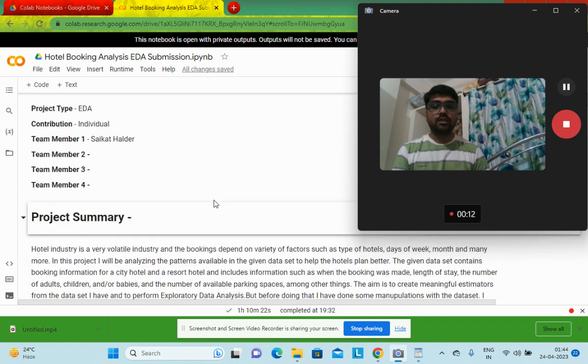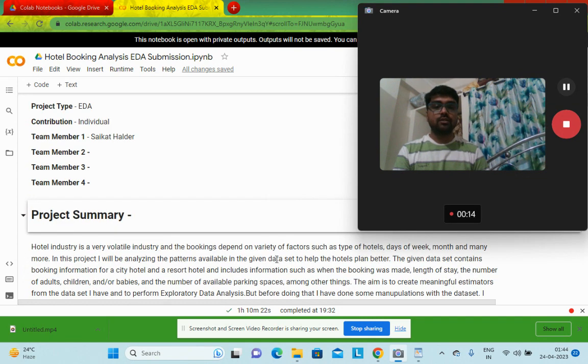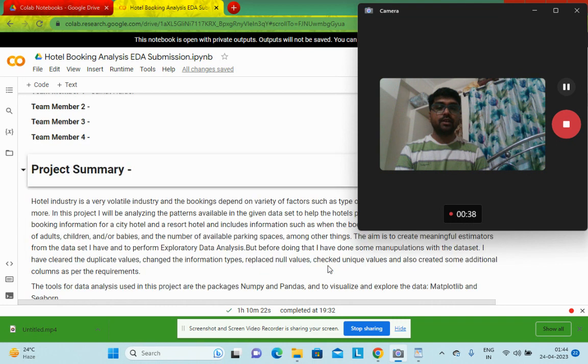The hotel industry is a very volatile industry, and bookings depend on a variety of factors such as type of hotel, days, week, month and many more things. In this project I'll be analyzing the patterns of the available dataset to help hotels plan better. The given dataset contains booking information for the city hotel and the resort hotel, and also includes information such as when the booking was made, length of stay, number of adults, children, number of parking spaces, and many more things. Our aim is to create meaningful estimators from the given dataset and to perform exploratory data analysis.